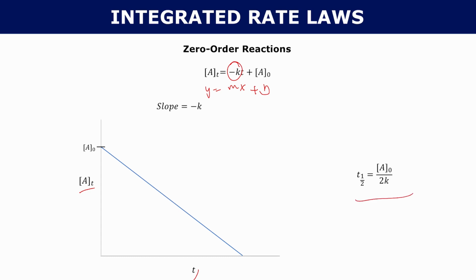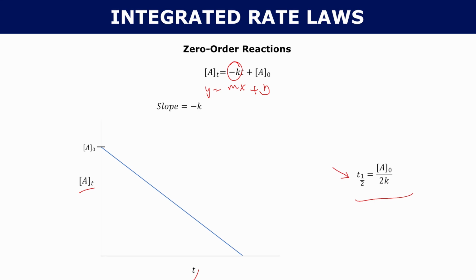Your t1/2 here represents your half time. So how long does it take for the reactants to be at half of its initial concentration? In zero order reactions, since your rate of change is always constant, it means that it's just going to be at half the time. So you can get this form by just plugging it into the integrated rate law that we have here.